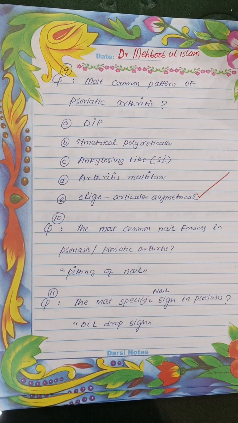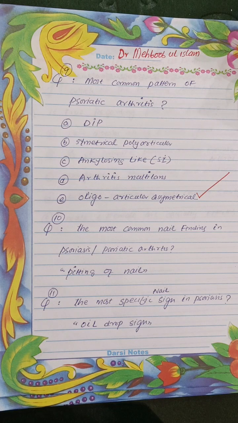And we know that there are five patterns, and this can be remembered by the mnemonic DRAMA: distal interphalangeal joint involvement, rheumatoid-like, asymmetrical oligoarticular, which is the most common one, mutilans, which is the most deforming one, and ankylosing-like. So the most common pattern is oligoarticular asymmetrical.